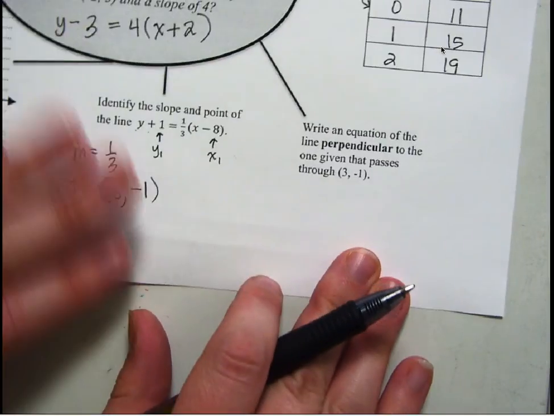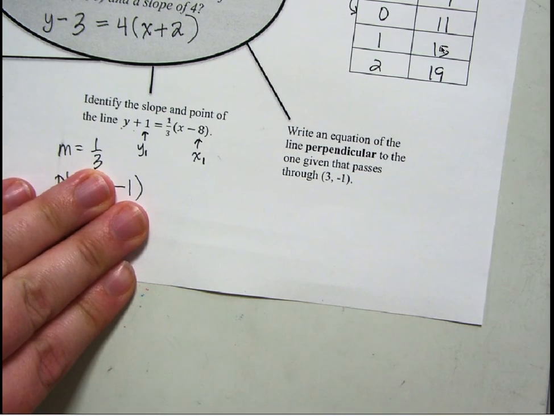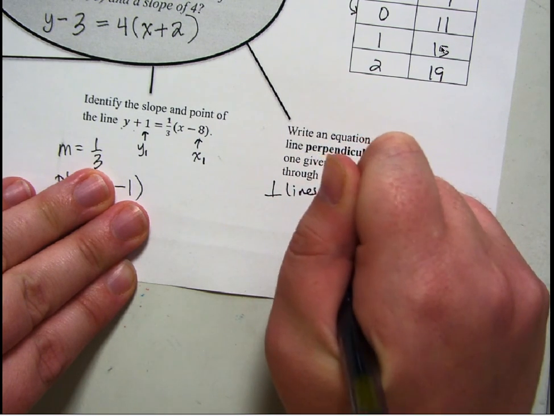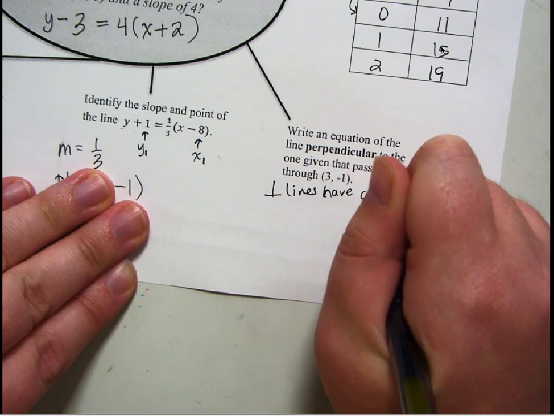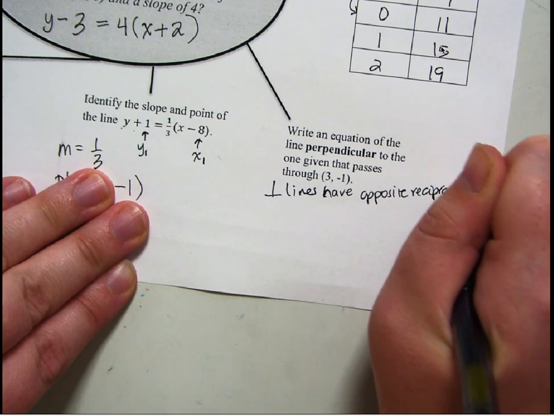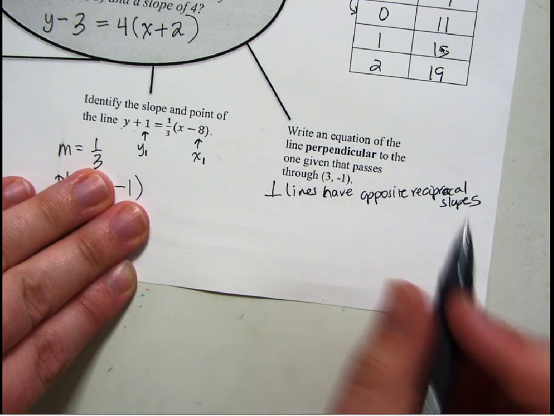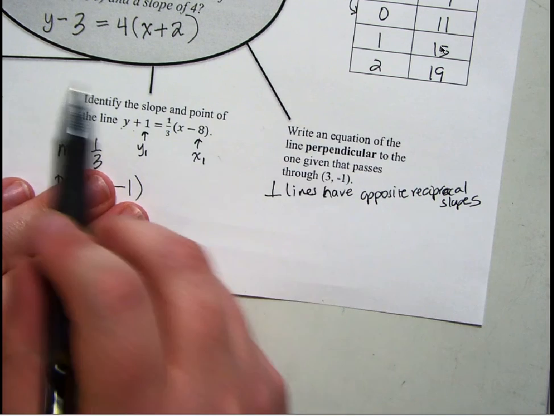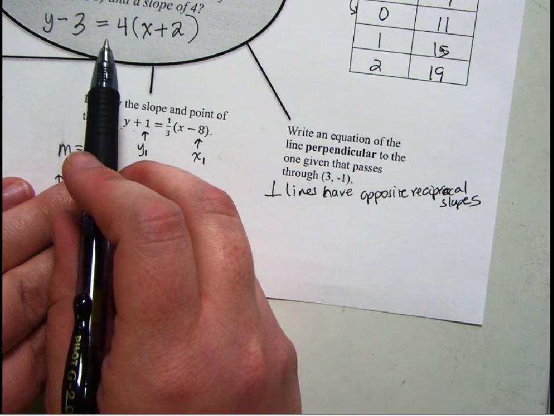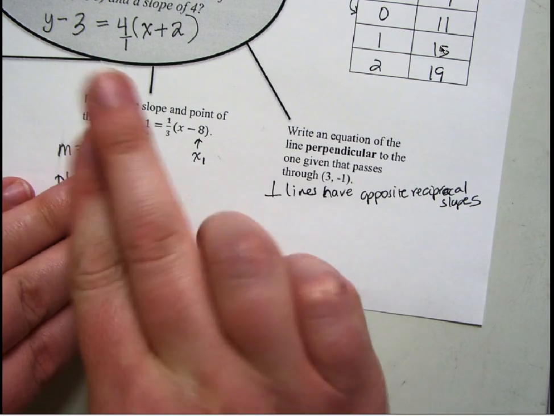As far as perpendicular, we're going to write the equation of the line perpendicular to the one given that passes through 3, negative 1. Perpendicular lines have opposite reciprocal slopes. If I can spell reciprocal. So what I mean by that is opposite is the sign change. So if it was a positive 4, it's going to become negative 4. And then reciprocal is, if you think about this as over 1, it becomes 1/4.